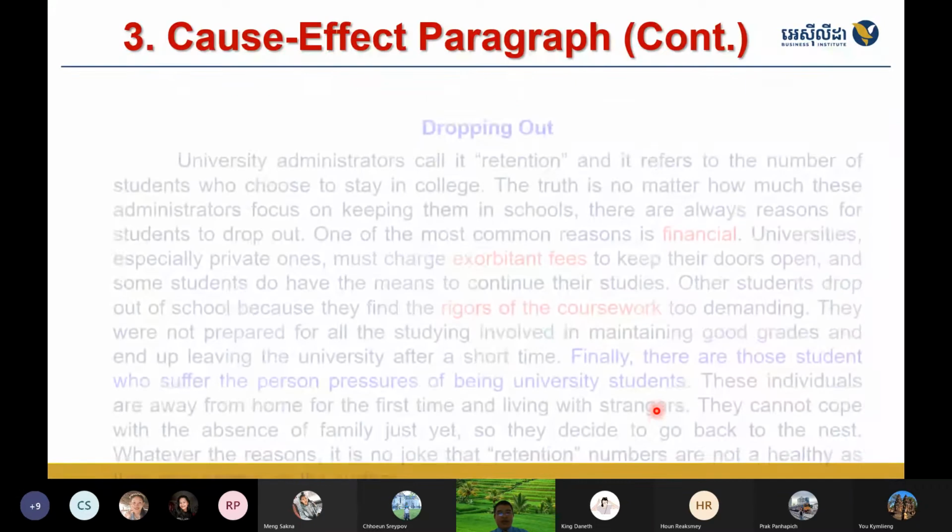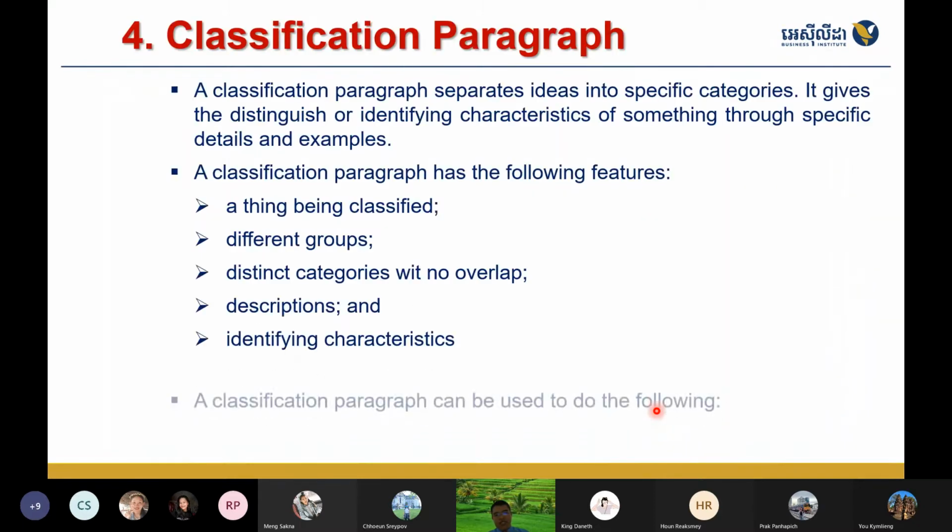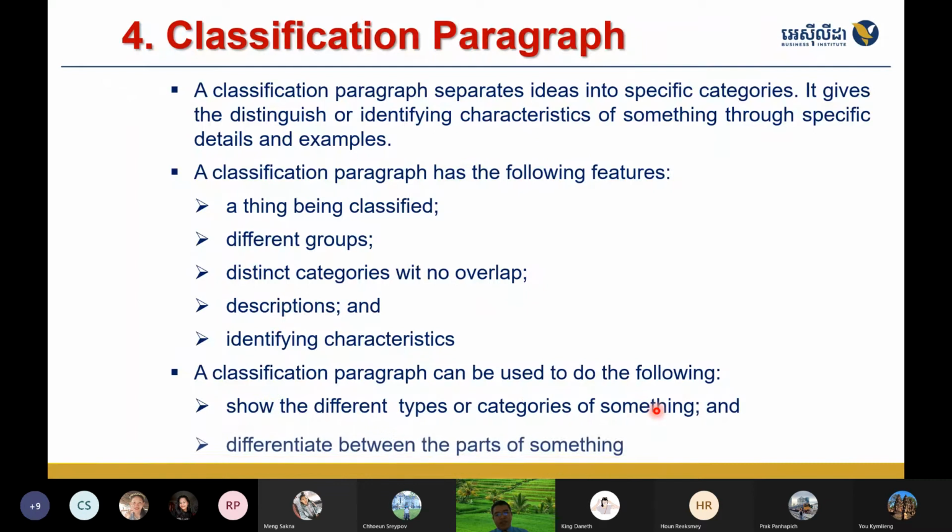Okay, and this one also I just highlight for her. So number 4, classification paragraph. So these are some characteristics, examples and the definition of classification paragraph. So this one I just give to King Danet. Are you here, King Danet? Are you here with us? Okay, give to Panyapet. Okay, Panyapet, she is probably with us. Yes, please.